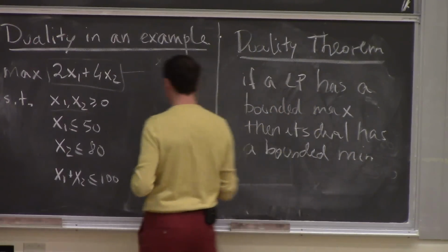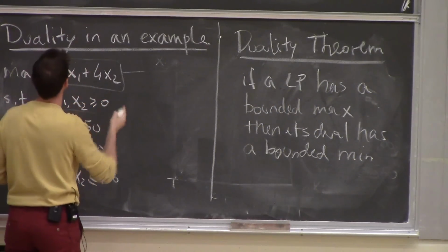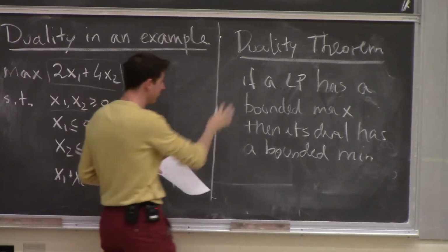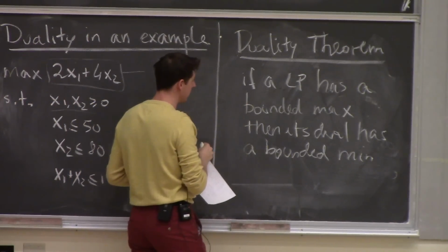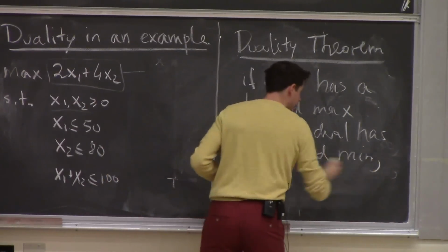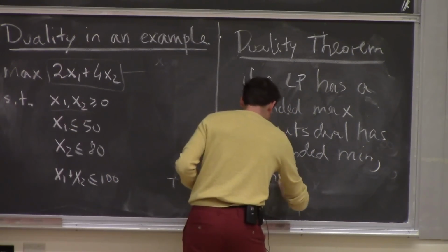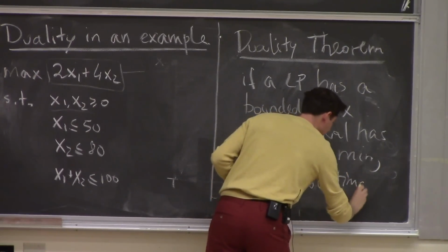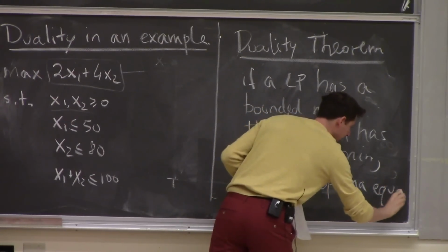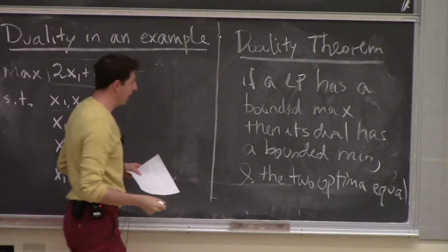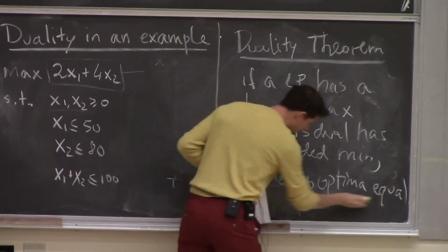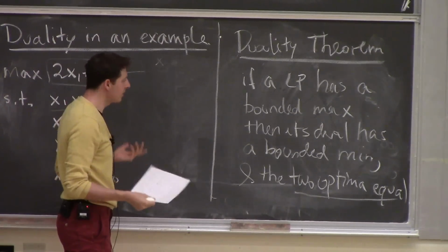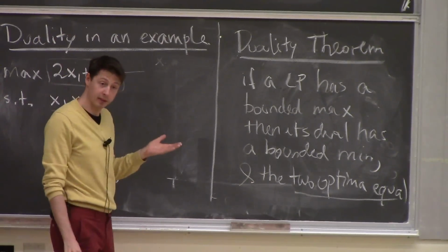Because when you minimize, you could also have no bottom, right? But this is saying that if your primal has a bounded maximum, then the dual has a bounded minimum, and the two optima coincide. Okay? And so the crucial point here is the fact that these two things are equal. It's not really something we can prove in this class. We'll take it as a fact.